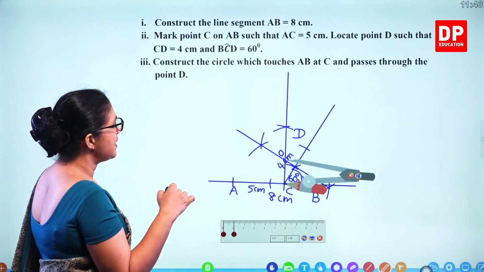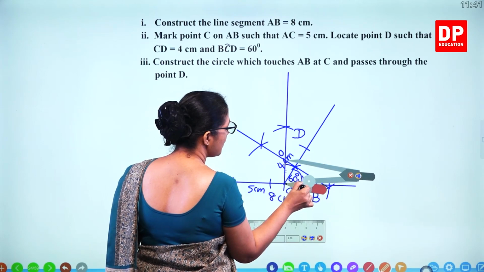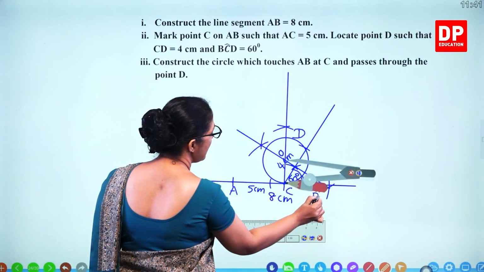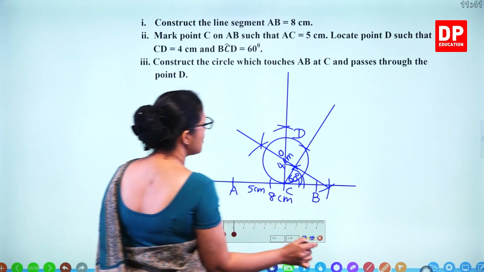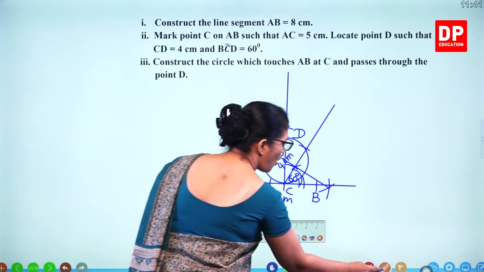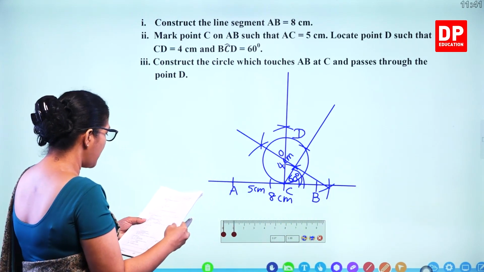So OC is the radius and it passes through D as well. So shall we draw the circle? Passes through D and touches at C. So that's the circle. So 3 parts we did. How many marks are you getting?